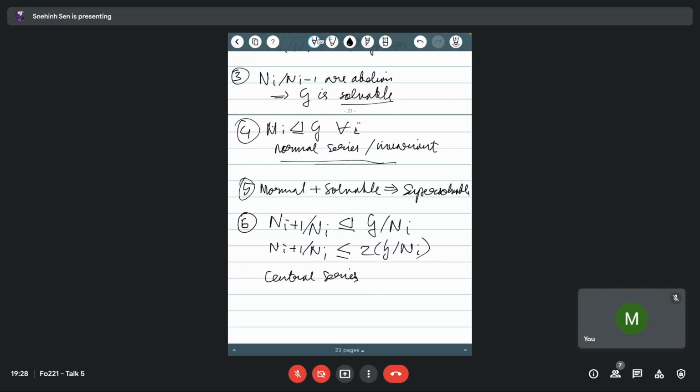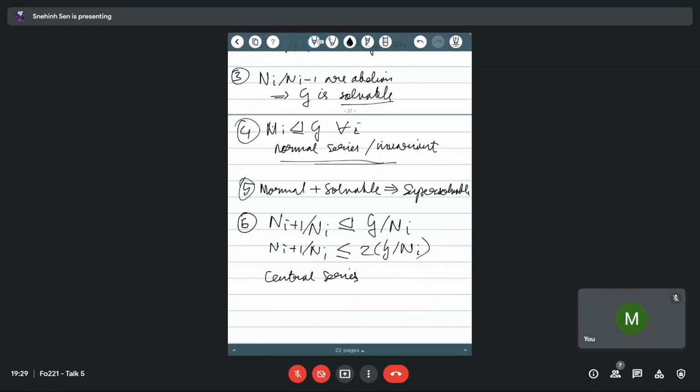But the problem is all groups do not have central series. This is too much to assume, right? For example, it's not necessary that it would stop or that you can reach G in one step. Just look at A5. As I said, A5 is simple. It has no nontrivial normal subgroup. So your N0, N1, everything will be 1 and you can never reach A5. So that's kind of a problem.